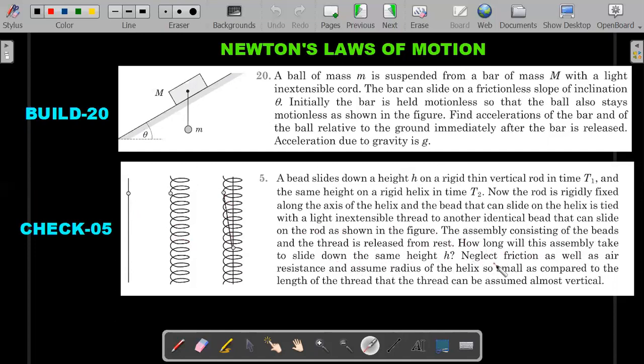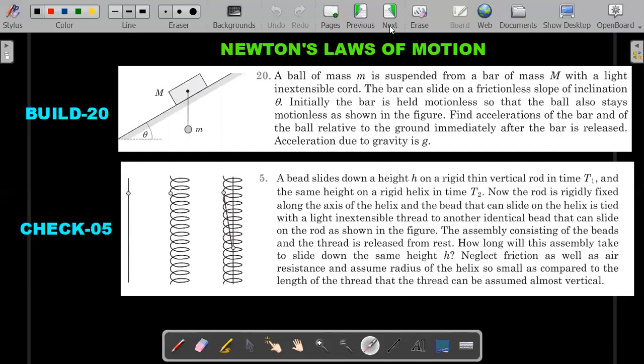A very important assumption he makes here is neglecting friction and air resistance, and assuming the radius of the helix is so small as compared to the length of the thread that the thread can be assumed almost vertical. That is where we will bring this particular problem here. This thread that seems slanted in the diagram is actually supposed to be assumed nearly vertical in our solution. If you want to give it a try, you can pause the video and have a try. This is a very good question, and then we'll go ahead with the solution and the concept.